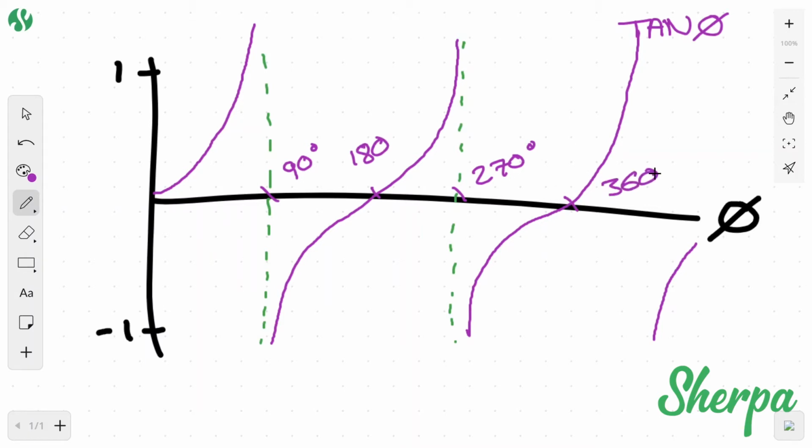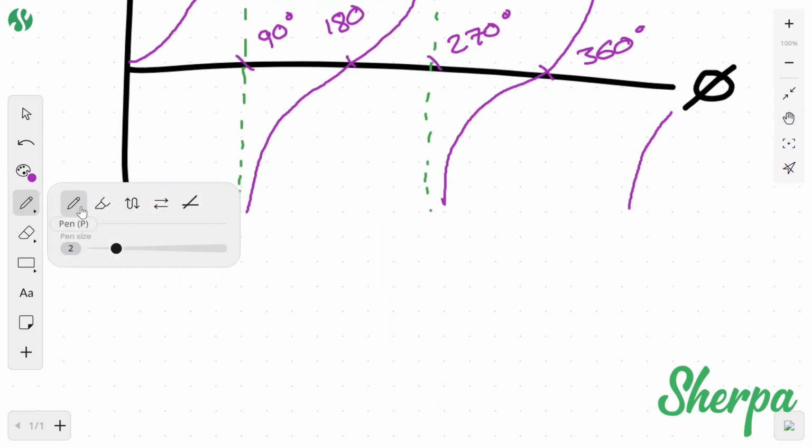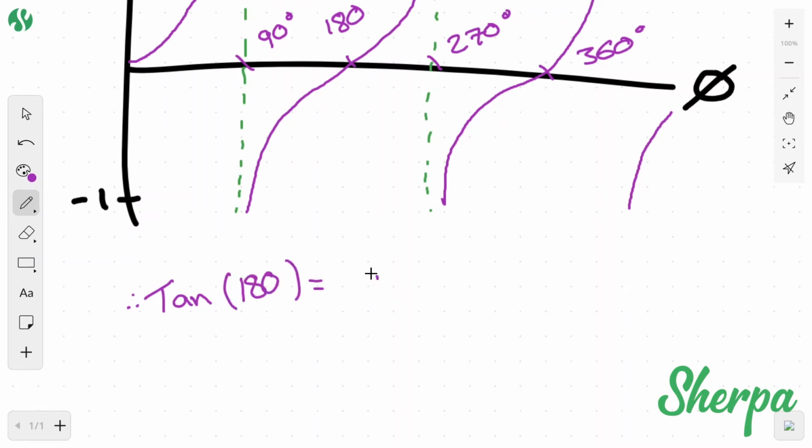This is a bit of an odd concept, but if you put it into your calculator, say tan 180, you're going to get 0, because at 180 degrees, tan is 0. But if you put in tan, let's say 90, you're going to get an error, because it never actually equals 90 degrees. It gets infinitely close to it and tends towards infinity.